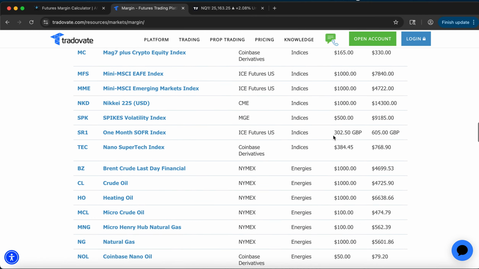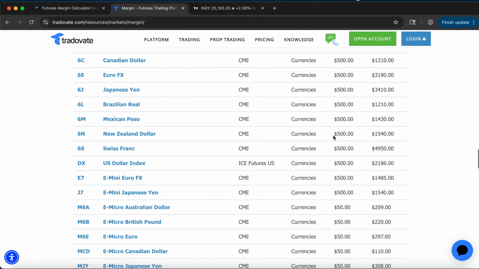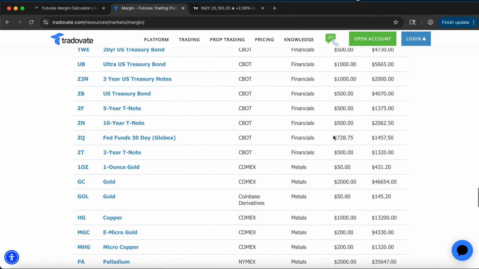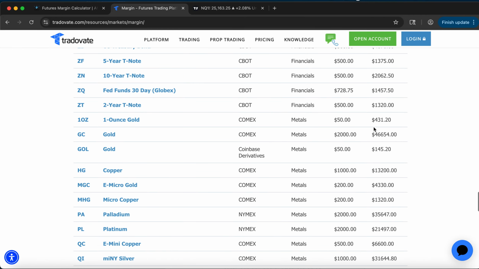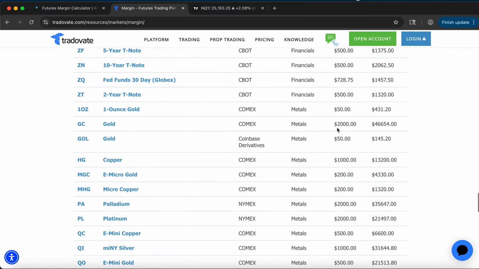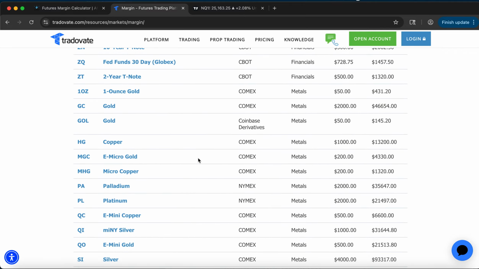Let's see commodities over here. So gold, same. Well, this is a little different here. For gold on Tradovate, it's 2,000. So gold on Tradovate is more reasonable right now. You have $200 to day trade and 4,330 to swing trade, which is more reasonable compared to AMP.